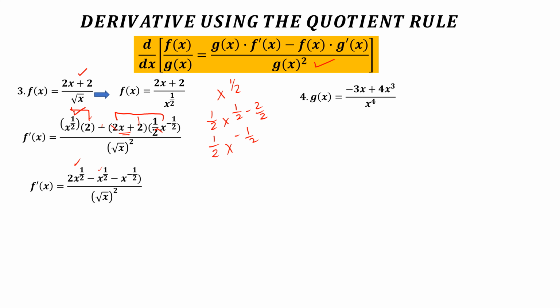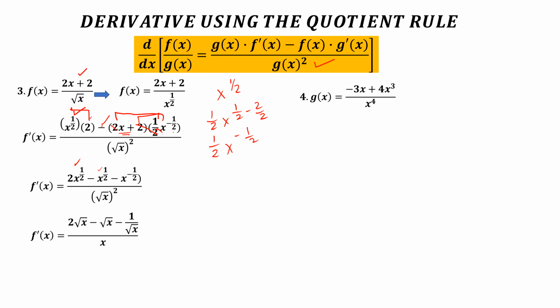And then we have 2 times the 1/2 x to the negative 1/2. We cancel there the 2 because it answers 1. And then x to the negative 1/2. But remember, there is a negative in here. Thus, we have negative x to the negative 1/2. And then this will be the denominator squared.